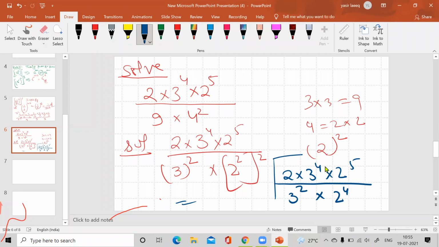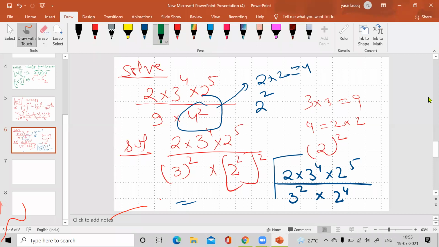Okay. This 2 is written as 2 into 2. This will be your 4. So 4 can be written as 2 to the power 2. Is it clear? Only this part I have written, and this part, the power part, I left, because power is separate.